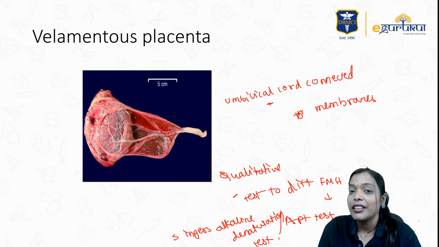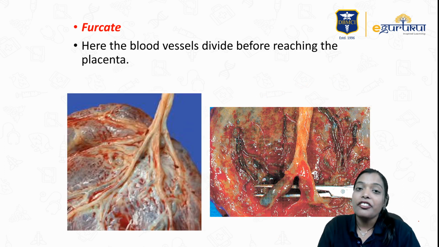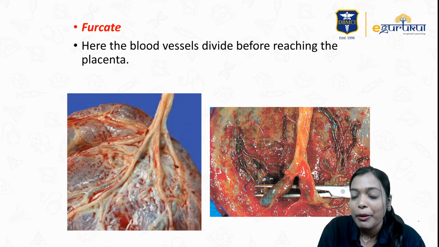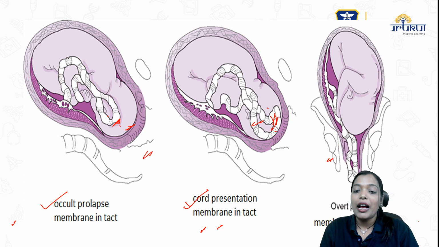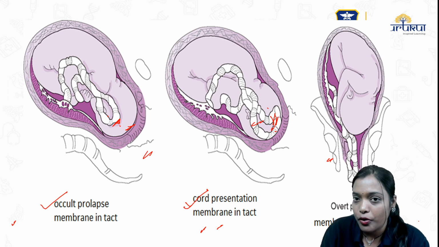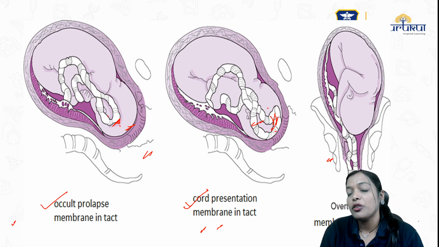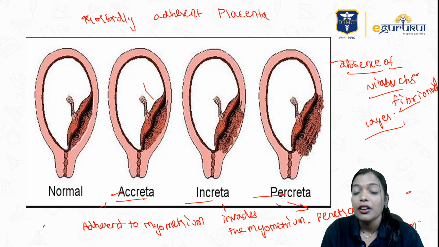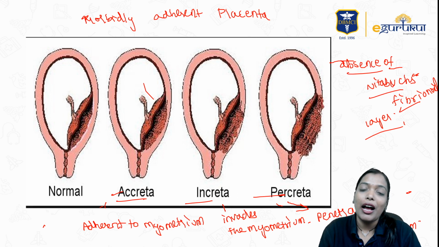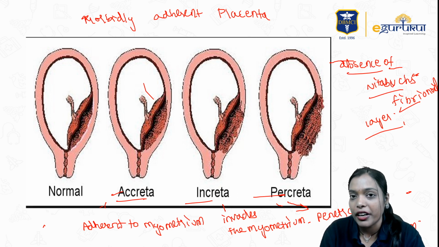Velamentous cord is attached to the membranes. Furcate cord is when vessels get separated just before insertion. VASA Previa is when vessels with membranes are lying over the internal os. Occult prolapse and overt prolapse are types of cord prolapse. When the cord is present over the presenting part at the internal os, you call it cord presentation. Morbidly adherent placenta is due to absence of the Nitabuch fibrinoid layer, where the placenta goes beyond the endometrium into the myometrium.